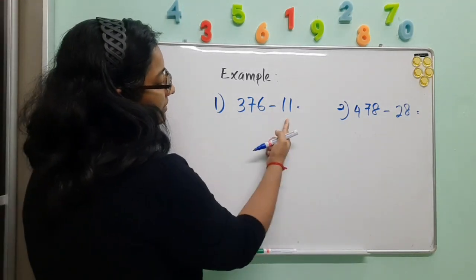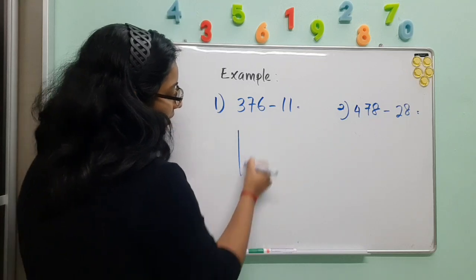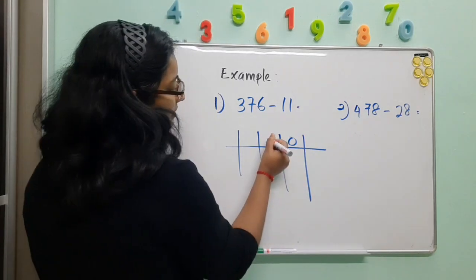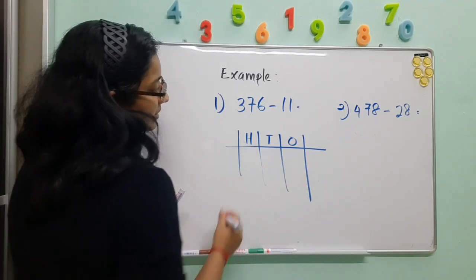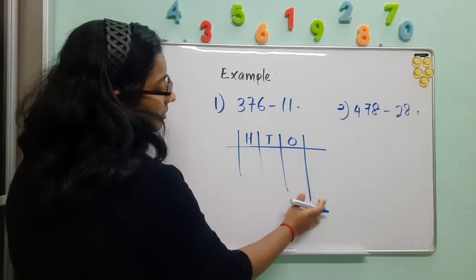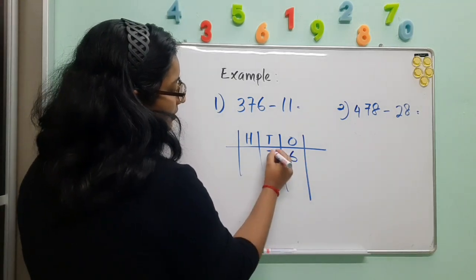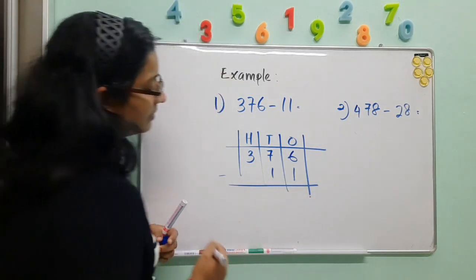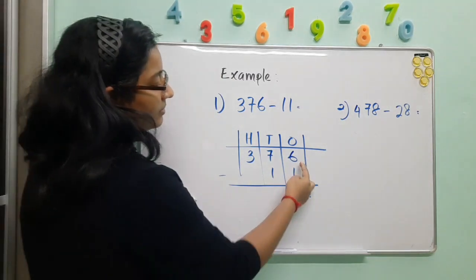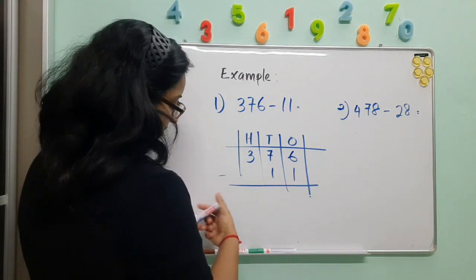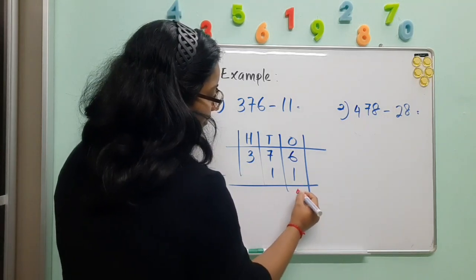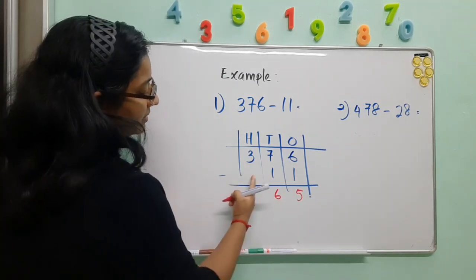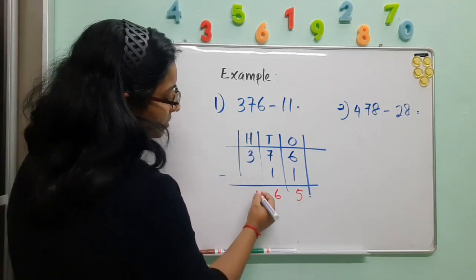So I'm going to place the numbers according to place value. Ones, tens, hundred, and start placing from right to left. And we are going to minus. So 6 minus 1 is 5. 7 minus 1, 6. 3 minus empty space or 0 is 3.